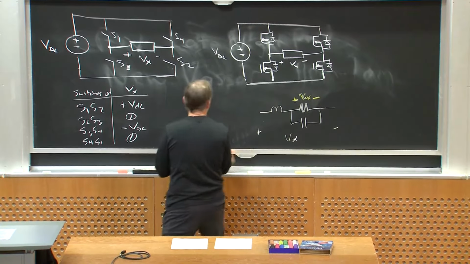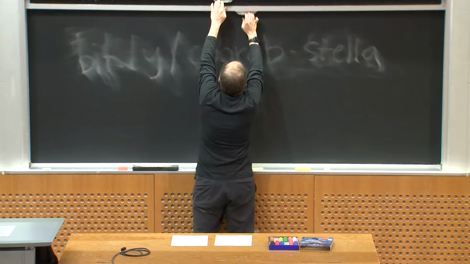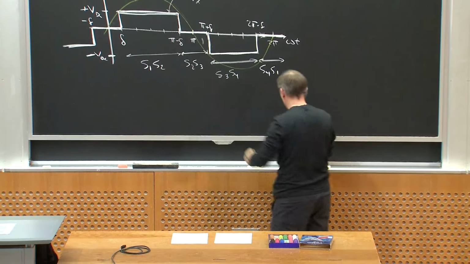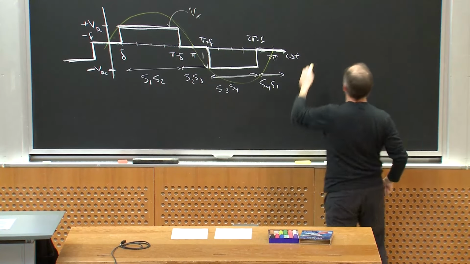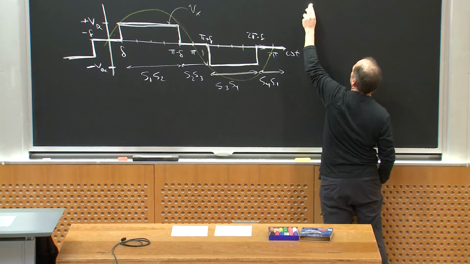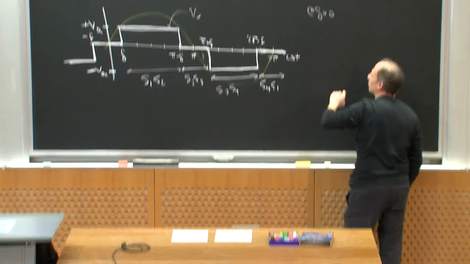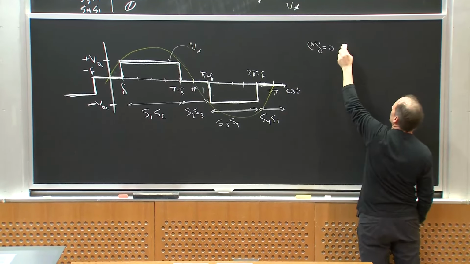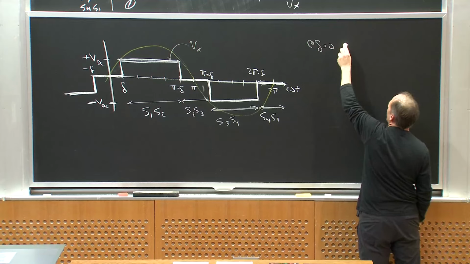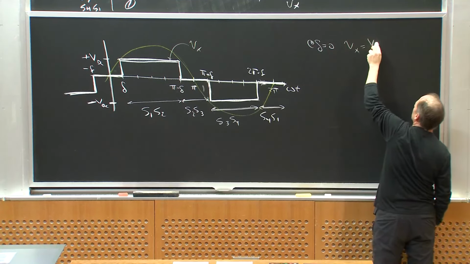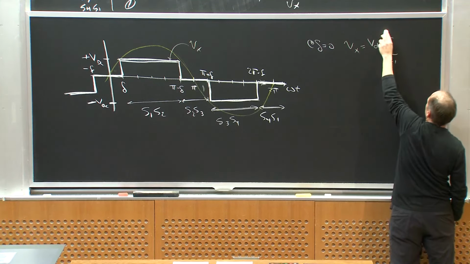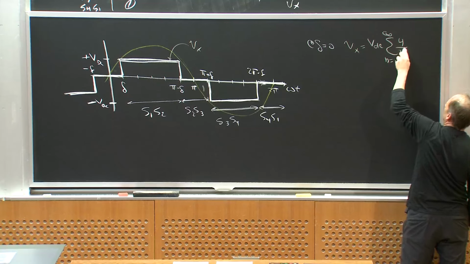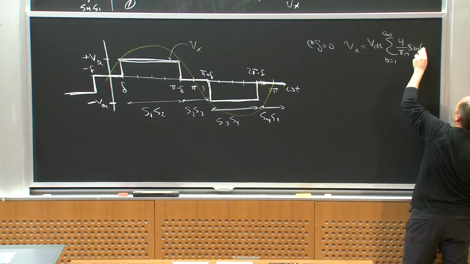Why did I bother? And by the way, I should have said, if I had made my angle delta equals 0, at delta equals 0, this would just be a square wave, right? So at delta equals 0, my voltage Vx would simply equal VDC times the summation n equals 1 to infinity of 4 over pi n sine of n omega naught t.